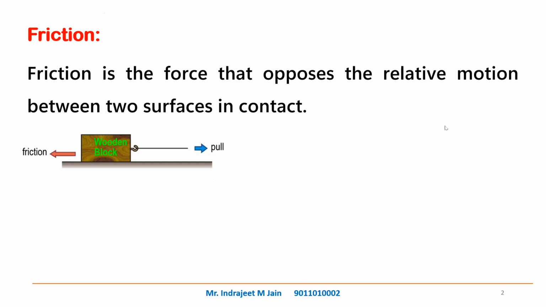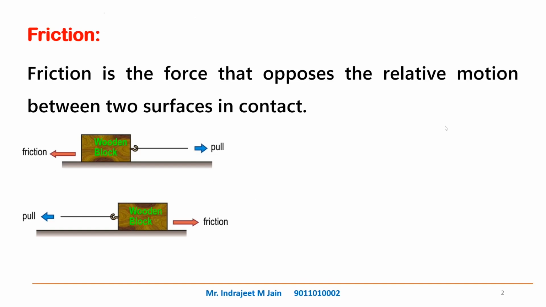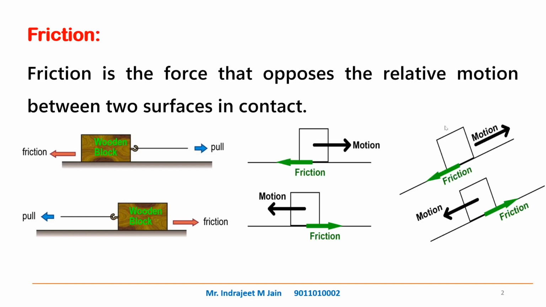See in this figure, you can see that the force rightward is applied, so frictional force on the left side is acting. If the pull is applied leftward, the frictional force will be rightward. So frictional force is always opposite to the direction of the motion. In the inclined figure also you can see that if the motion is upward, frictional force is downward. If the motion is downward, frictional force is acting upward.